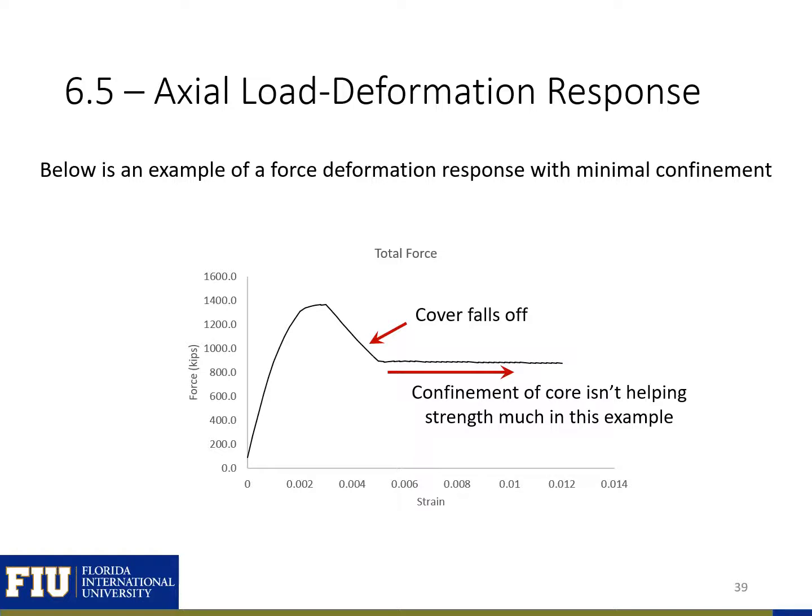We can then plot our results from our table. Here is an example of the compression range for the column that we've been looking at in the last couple slides. You can see we have our cover falling off between 0.003 and 0.005 linearly. And you can see in this column, we don't have much confinement. So our confinement's not helping us much. So here we don't have any real gain in additional strength after our cover falls off.